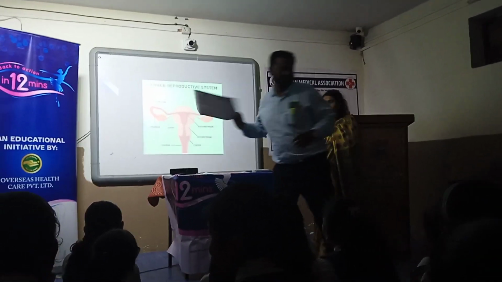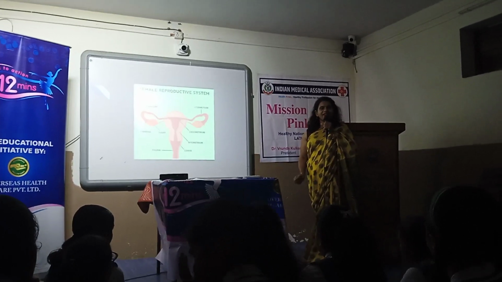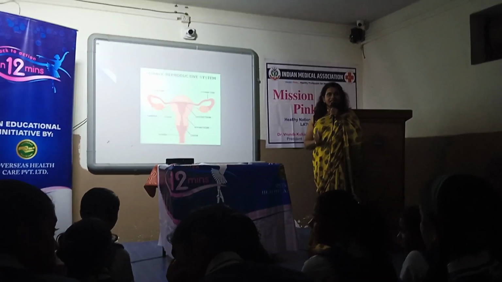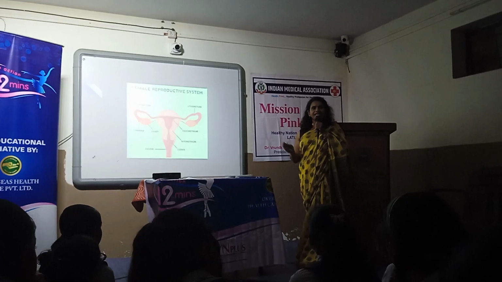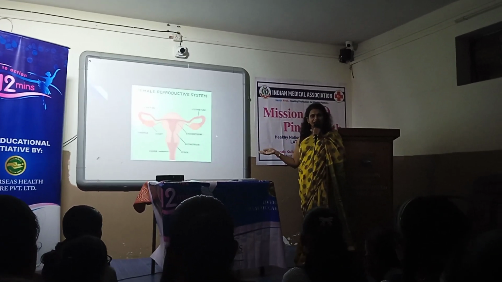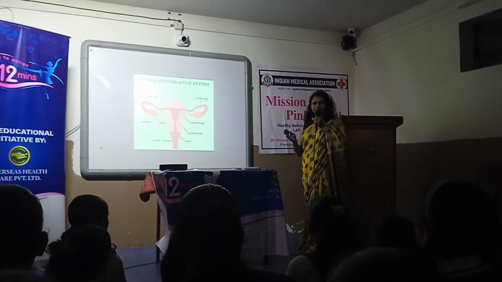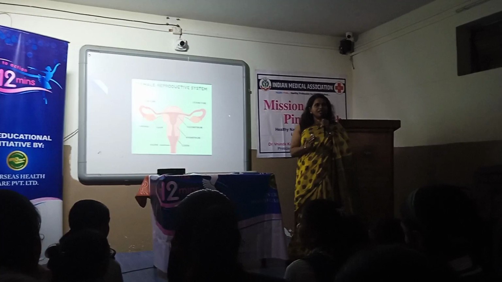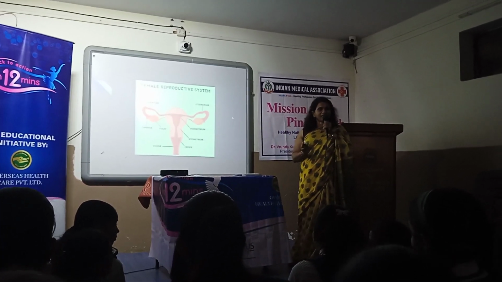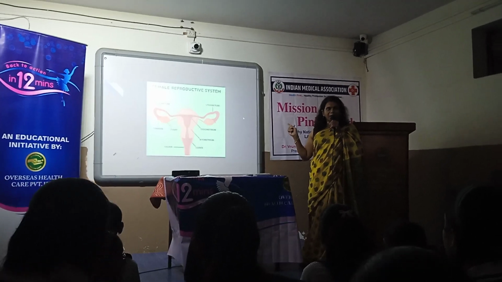So let's see what the normal anatomy of the female reproductive tract is. It is basically divided into three parts: external organs, internal organs and accessory organs. These are the internal organs. We will see the external organs, and the accessory organs are the breast. You have all these in your syllabus, so to make your idea very clear, I am showing you the PPT.